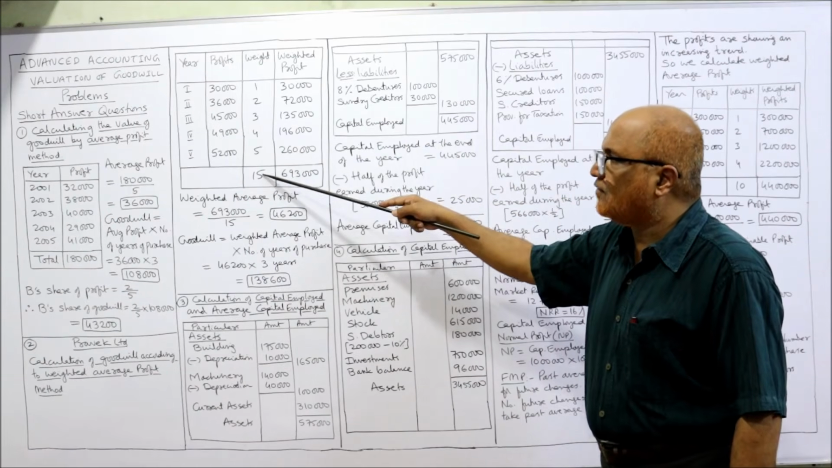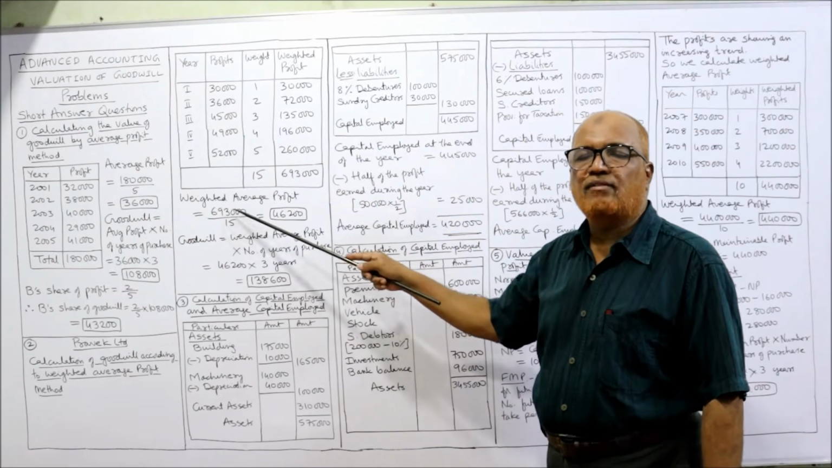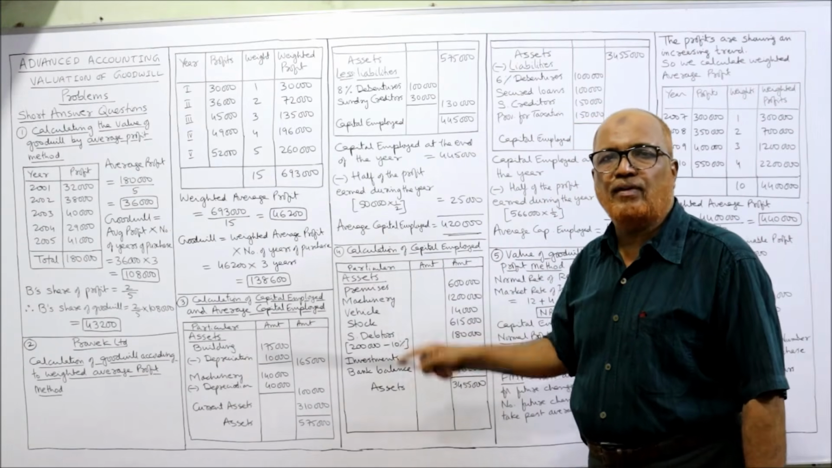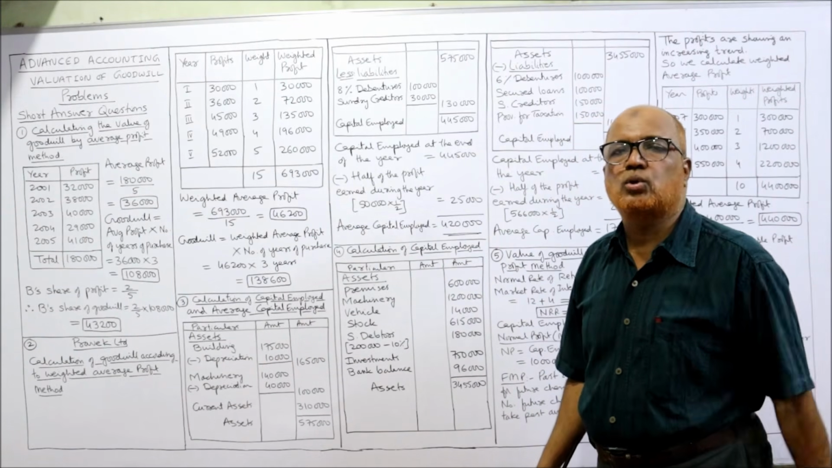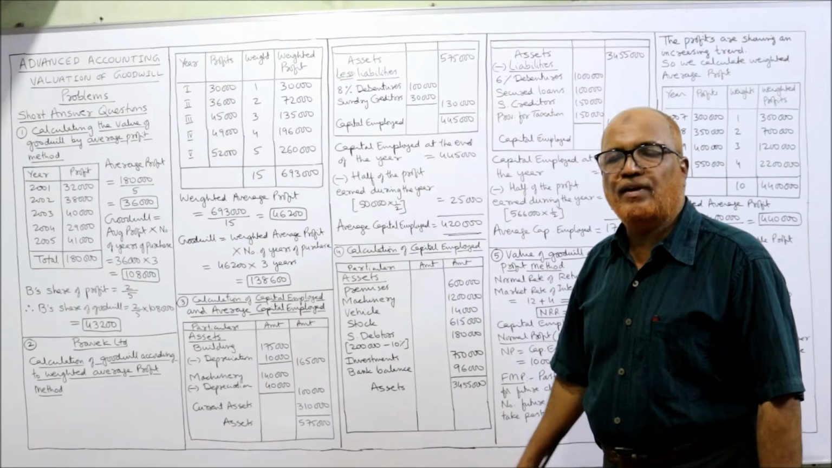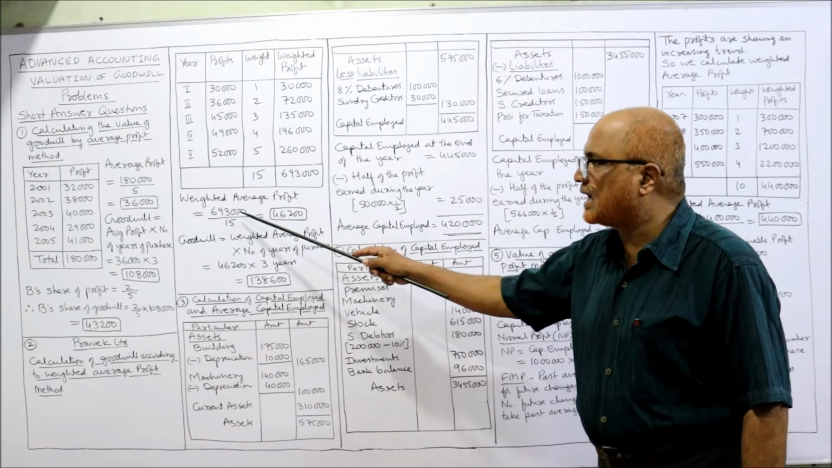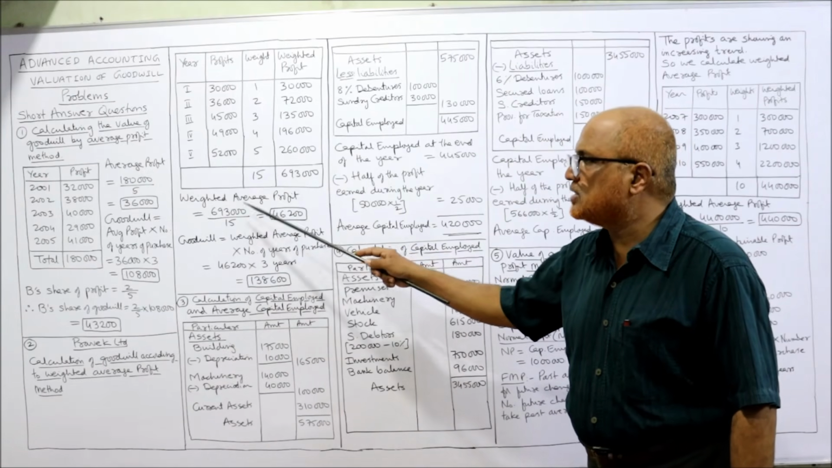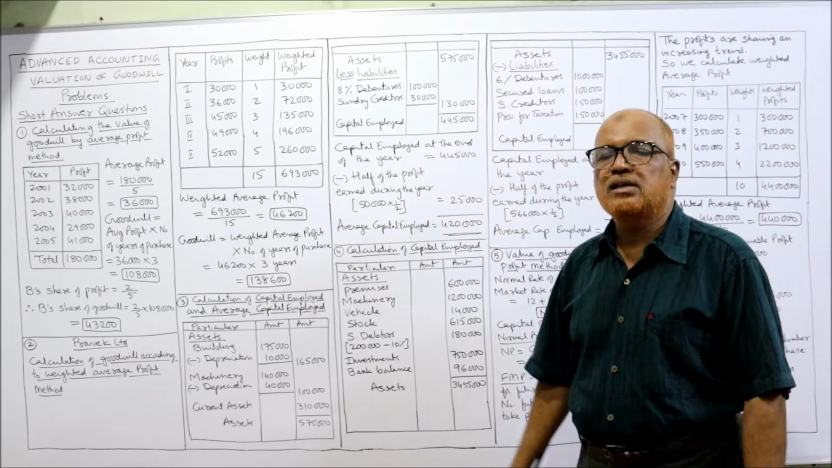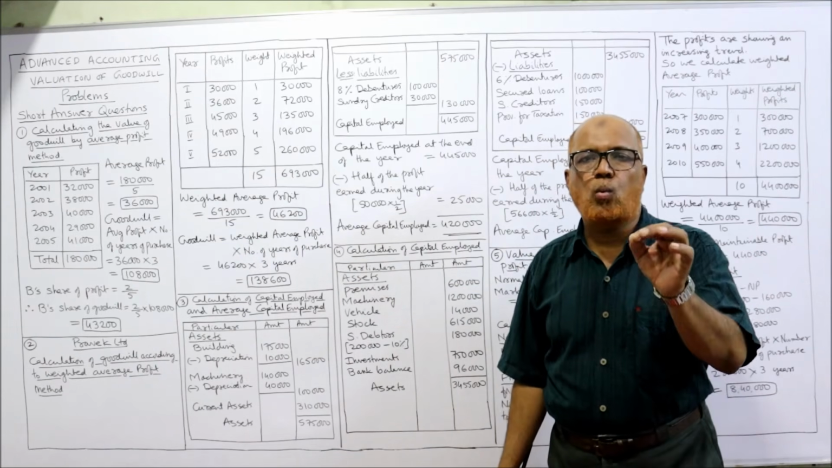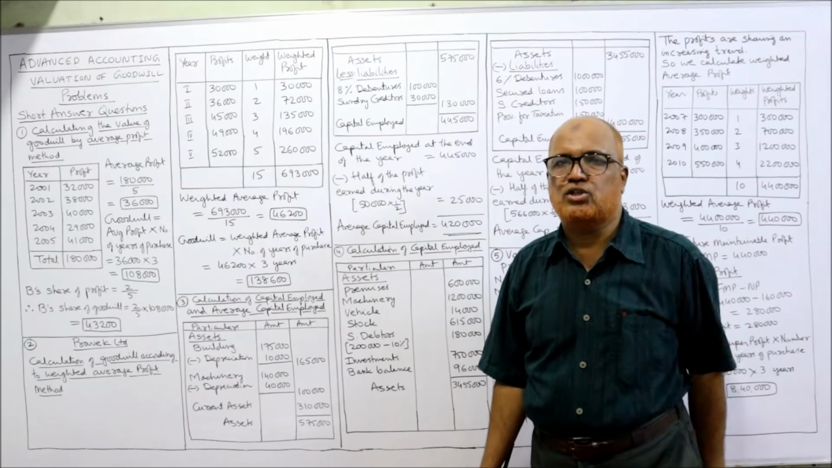Total of weights are 15. The weighted average profit is total of weighted profit divided by total of weights. Total weighted profit is 6,93,000. Total of weight is 15. So you will get 46,200 as the weighted average profit.